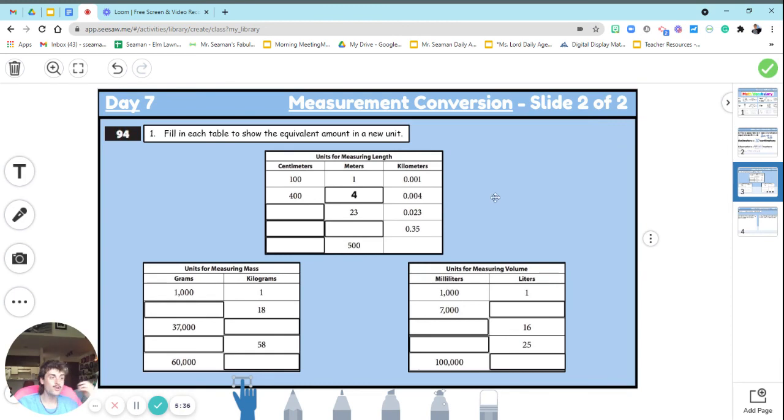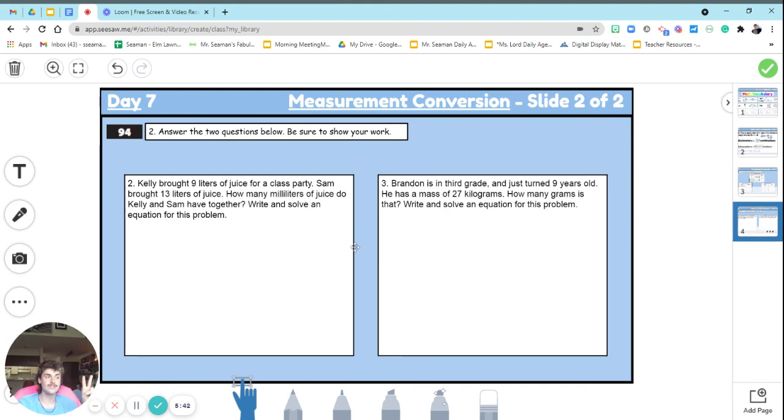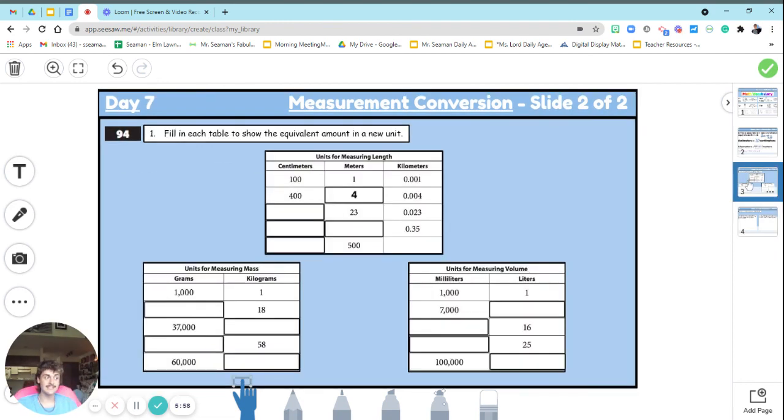So what you are going to do is finish these charts here, and you have 2 questions that you're going to answer. If you would like, you can also find this on page 94 of your Number Corner student workbooks. That is all that we have for today's assignment.